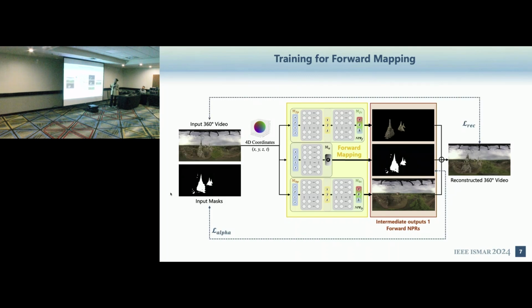Here we use 2 forms of loss. The first one is the reconstruction loss. It's to match the RGB value in the 3D neural space to its corresponding original 4D space. Another one is the alpha loss, which is to encourage the predicted opacity values to correspond to the initial input masks.